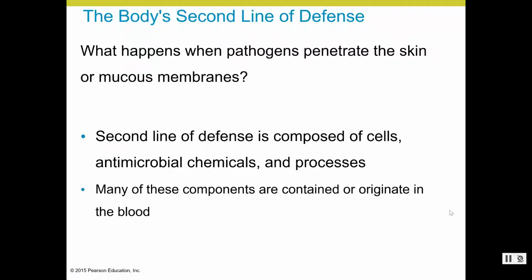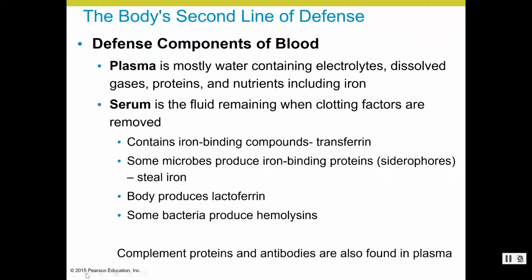Well, there are some things that can immediately happen, innate, so non-specific to any type of invader that gets through our physical barriers. So we have cells, antimicrobial chemicals, and processes. We're going to first talk about cells, and when we're talking about that, we're talking about cells in the blood, white blood cells. So we're going to do a little bit of review on that.